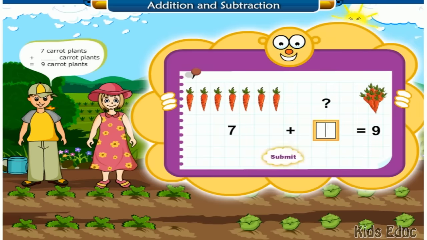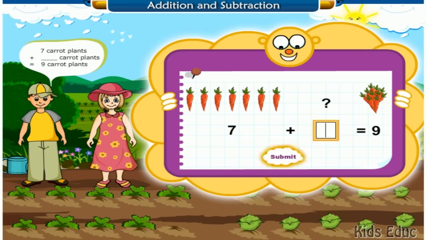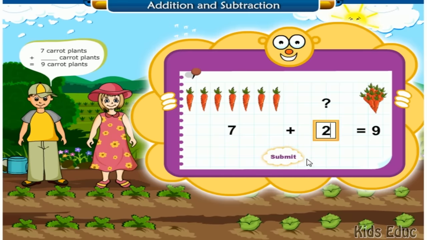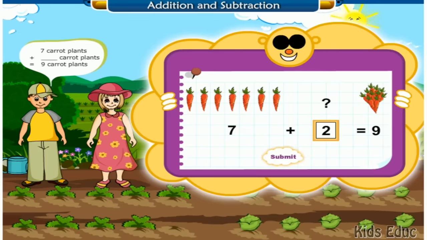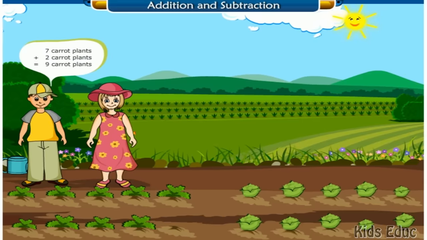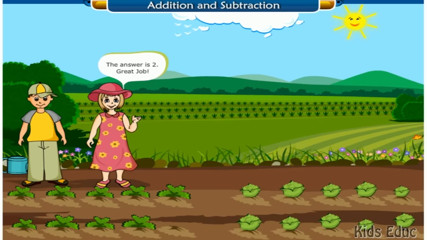7 carrot plants plus carrot plants equals 9 carrot plants. Wow, you are so smart. 7 plus 2 equals 9. Seven carrot plants plus 2 carrot plants equals 9 carrot plants. 2 more carrot plants grew. The answer is 2. Great job!